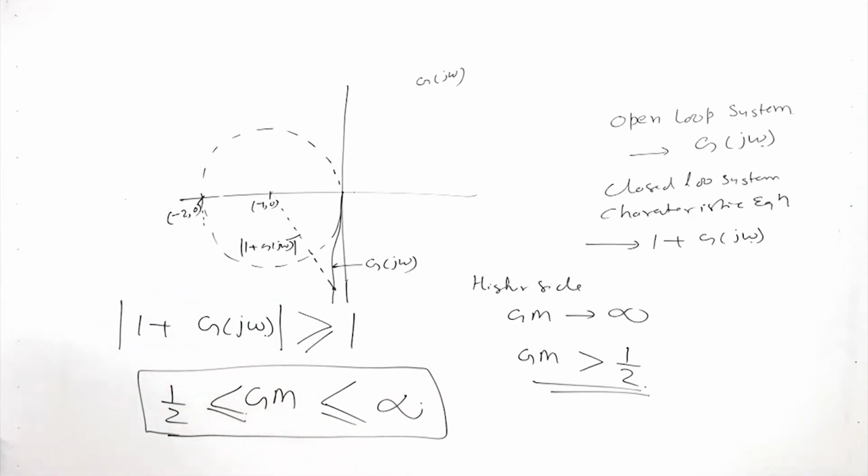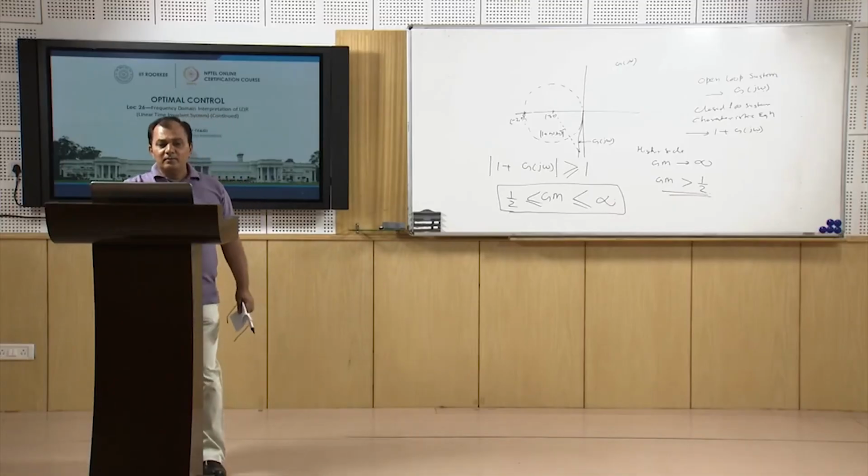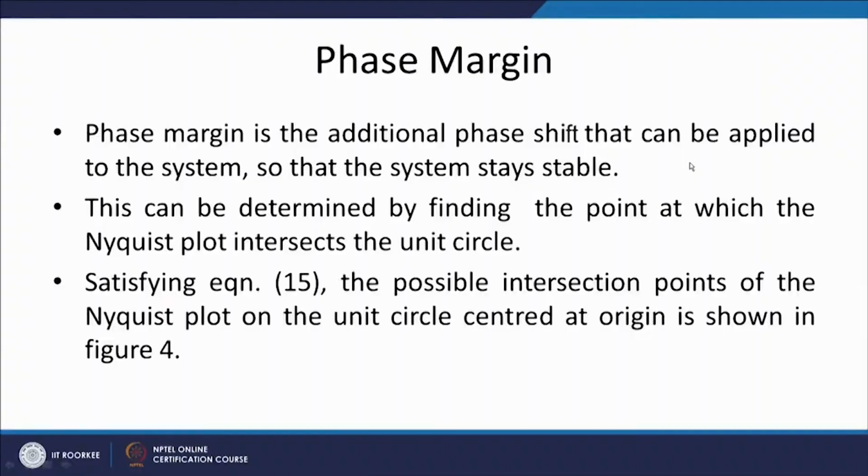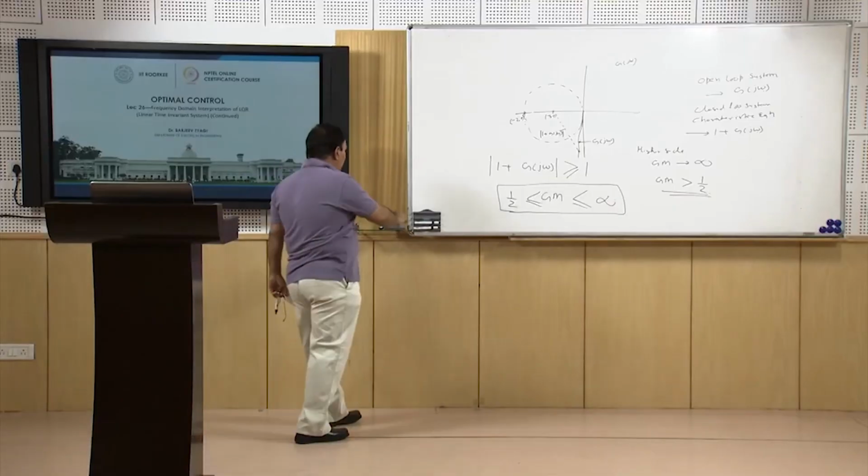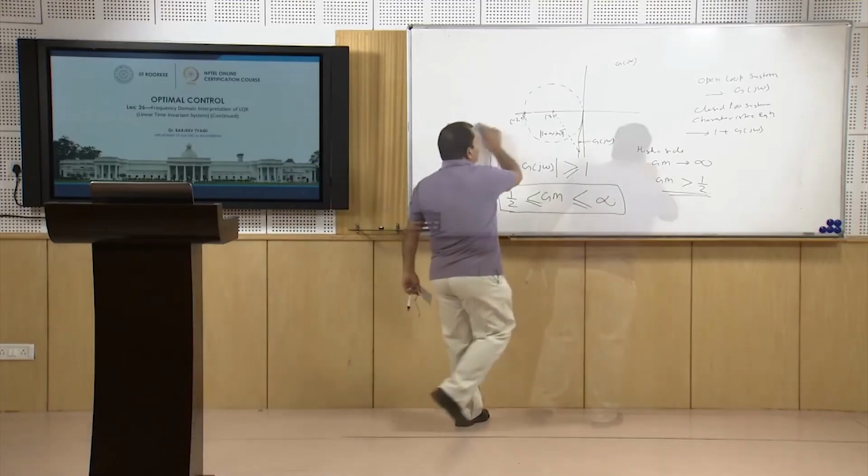So, this is the case of the gain margin. What is the phase margin? By definition, phase margin is the additional phase shift that can be applied to the system so that the system stays stable. And how can we find this gain margin, sorry, phase margin?